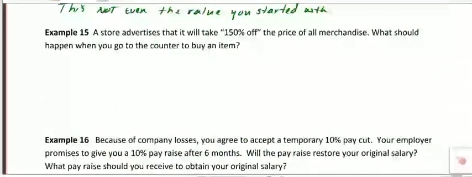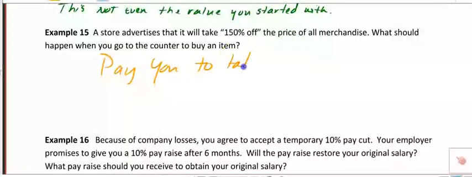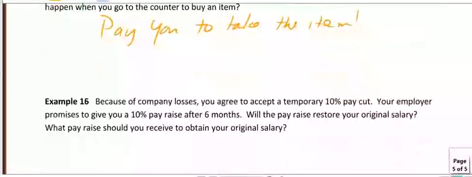So read this next one. A store advertises that they will take 150% off of the price of all merchandise. What should happen when you go to the counter to buy an item? Well, if something is 150% off, they should be paying you to take the item. Okay, we're just being wary with percentages, understanding them, understanding maybe some of the abuses. And finally, this last one.